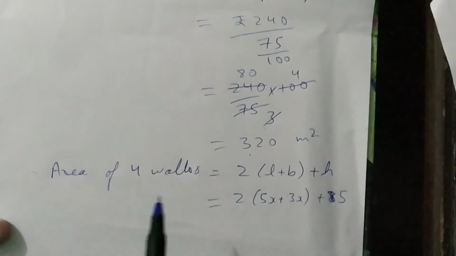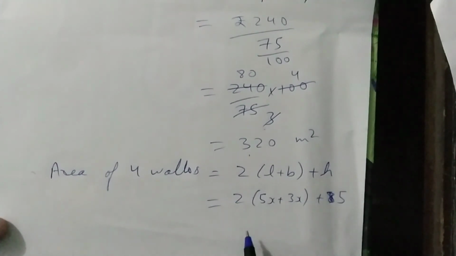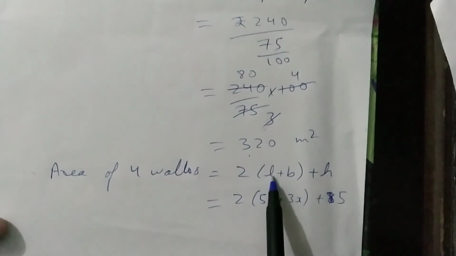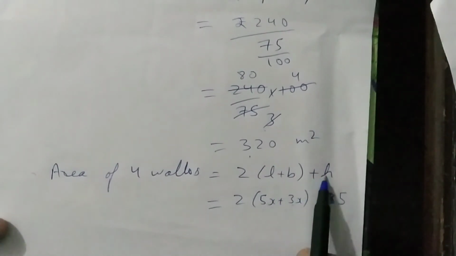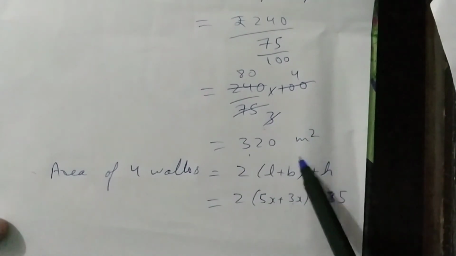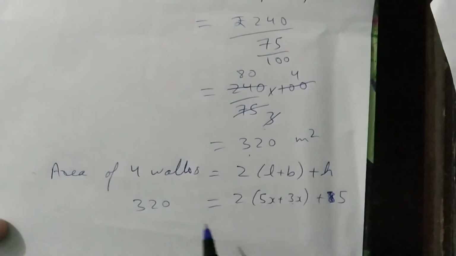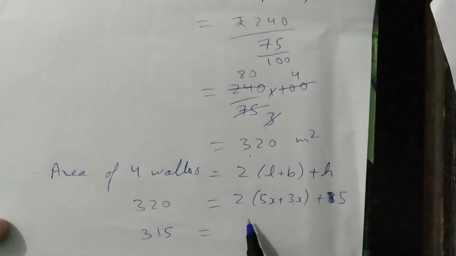Okay, the formula for area of 4 walls, we remember, is 2 into (L plus B) into H. Now the ratio of length and breadth was given as 5:3. So length we will consider as 5x, breadth 3x, and height is 5. So area we have already calculated, 320. From here we will calculate the value of x.